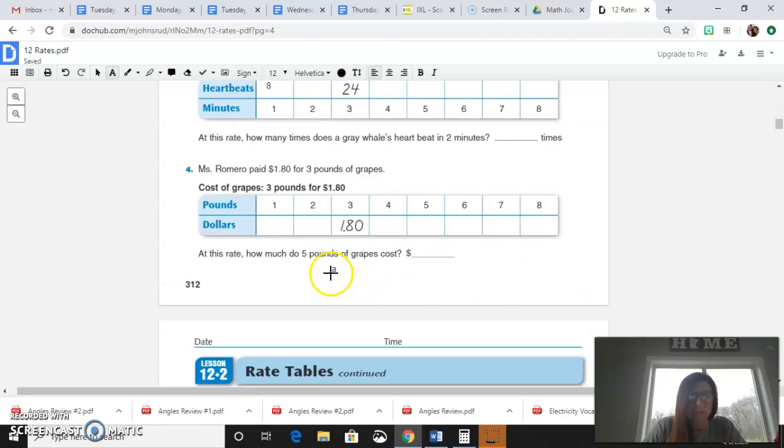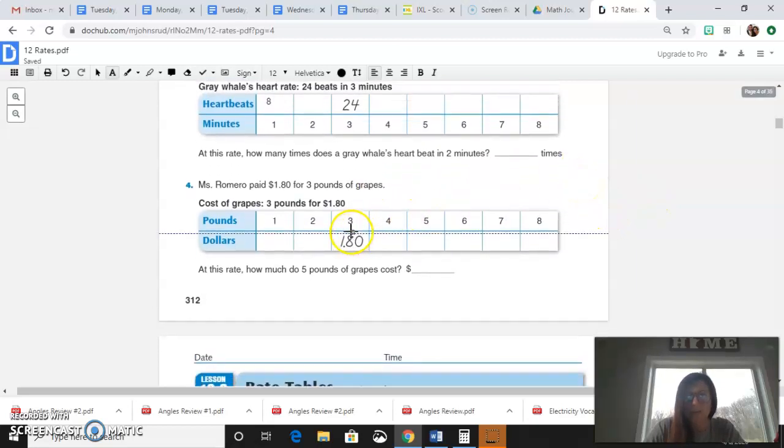Okay, and number 4, Miss Romero paid $1.80 for 3 pounds of grapes. So this one's going to be a little bit tricky, but not really. So if I know that 3 pounds is $1.80, to figure that out, I want you to just get rid of that decimal for a second. Okay, so see my cursor's on there? So let's do 3 and 180, and let's try to divide. Okay, so I know that 3 times something is going to be 180. However, let's just cover up that 0 for a second and do 3 times what is 18, which is 6.